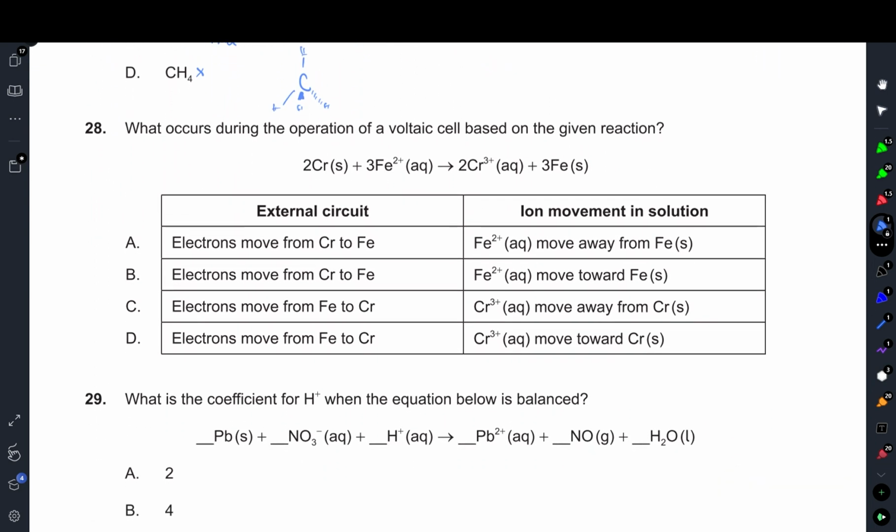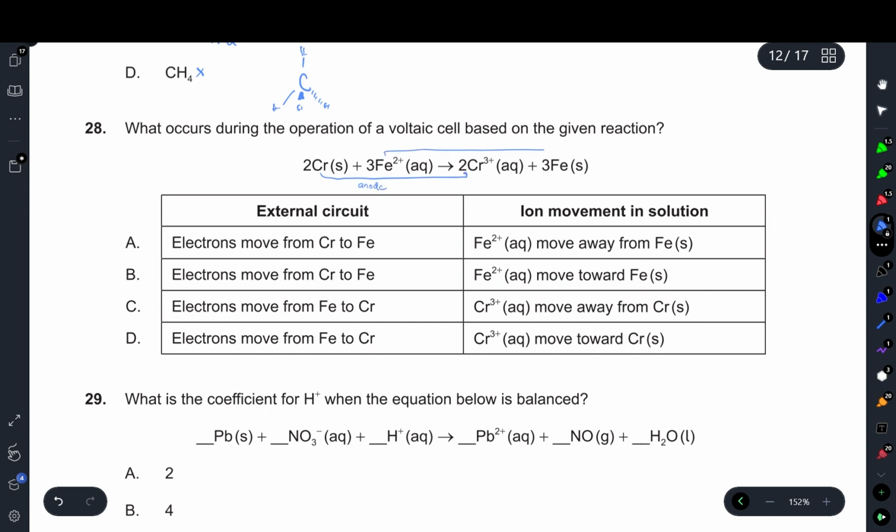Up next, what occurs during the operation of a Voltaic cell based on the given reaction? Chromium plus Fe2 plus forms chromium 3 plus and FeS. So this means that this is the anode because you are forming ions, and this is the cathode because reduction is occurring.